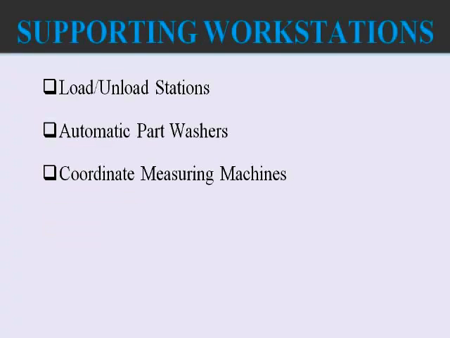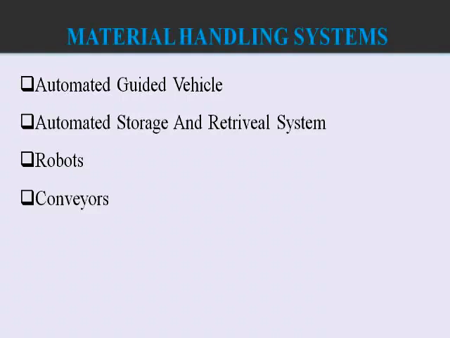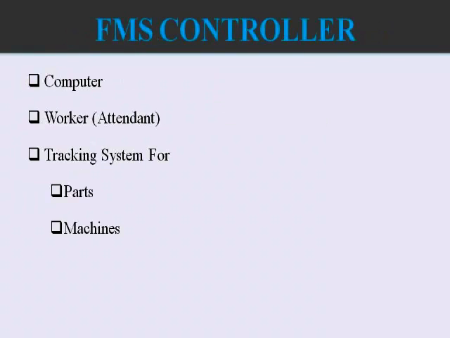Supporting workstations include load-unload stations, automatic part washers, automatic painting stations, coordinate measuring machines, online inspection devices, material handling systems, automated guided vehicles, automated storage and retrieval systems, robots, and conveyors. There is also an FMS controller, invariably a computer, and programmable logic controllers, and a human attendant, a tracking system for parts, machines with barcode readers, sensors, and sensor inputs and outputs.